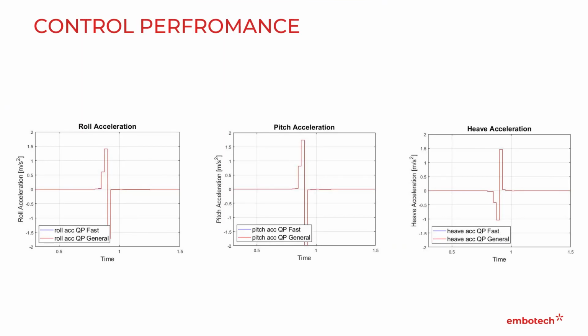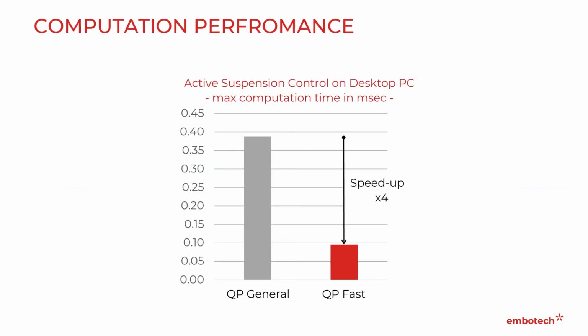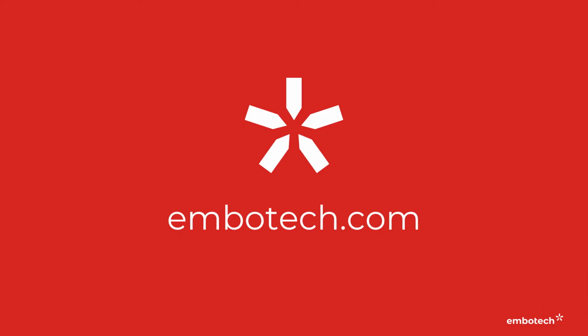By looking at the control performance of the 2 solvers, we can conclude that the control accuracy remains unaffected, given by the identical roll, pitch, and heave acceleration for both solvers. However, in terms of computation time, we can notice that the QP Fast solver achieves a substantial speedup of 4x compared to the QP general solver, making it a more suitable option for this type of control application. This completes the code example of this demo for the FORCESPRO QP Fast solver.